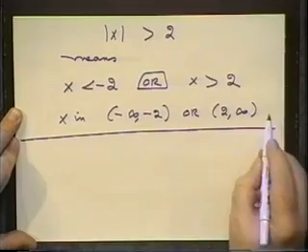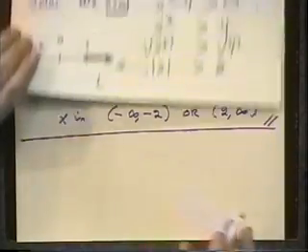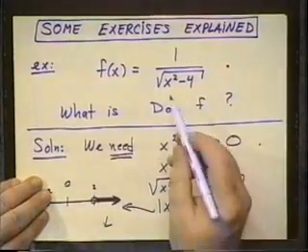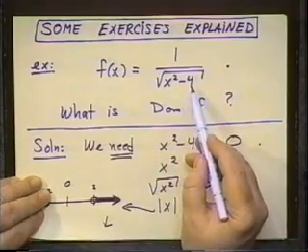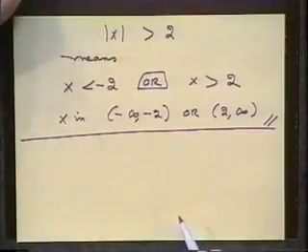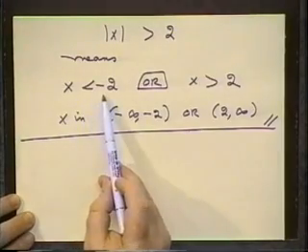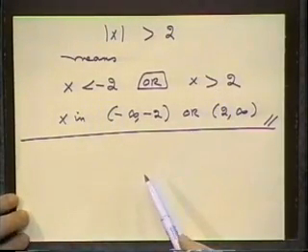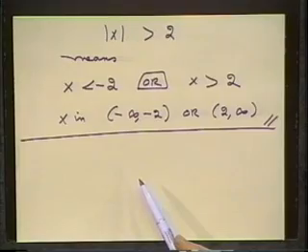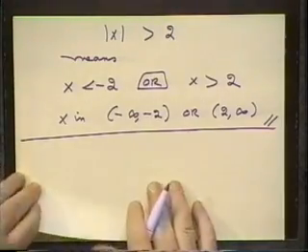And that defines the domain of the original function, which recall is this, 1 over the square root of x squared minus 4. So as long as our numbers come out of the set of numbers that are less than minus 2 or greater than 2, we have a domain element that we can use in this function. Okay, good. That's one exercise. Now, here's another one.